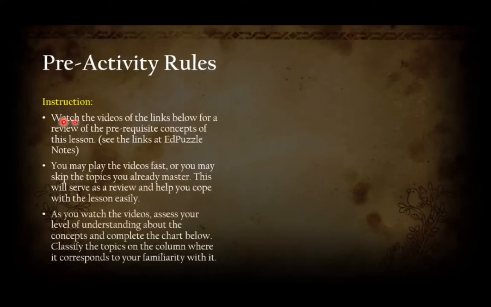There are 3 instructions that you must follow. So the links are given in the Edpuzzle notes. Please check the link in the Edpuzzle so you can access it. So these are the prerequisite concepts for this lesson. These are the things you need to remember and review before we proceed to this lesson.